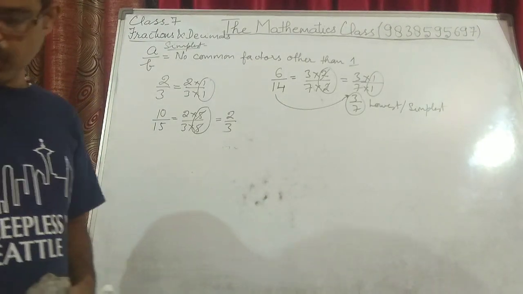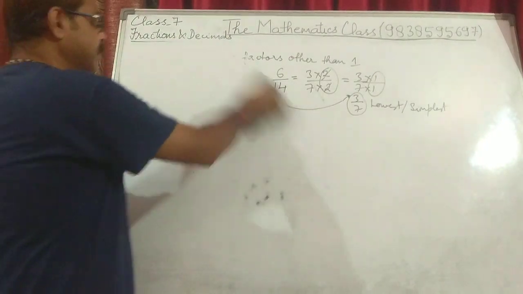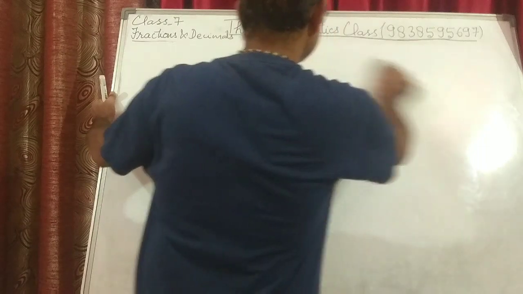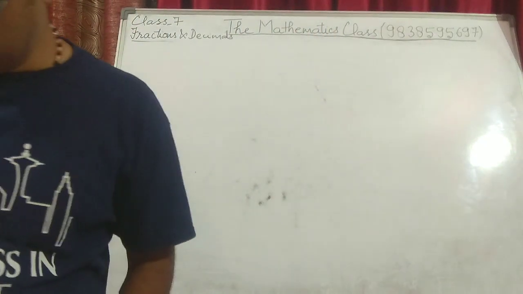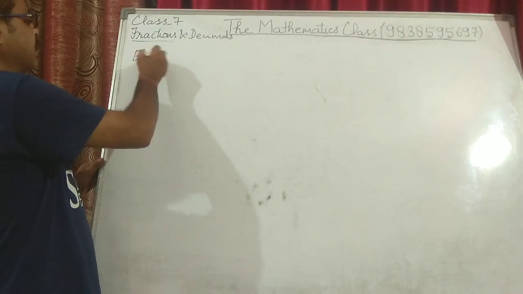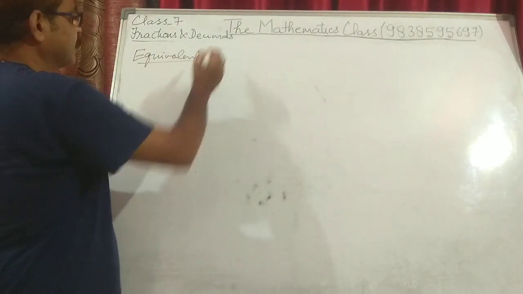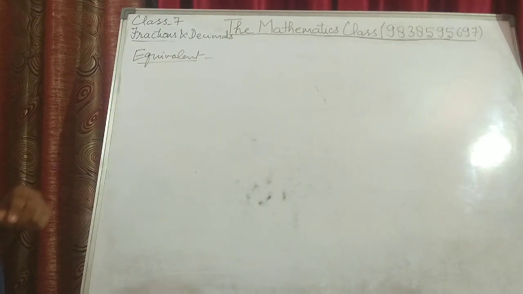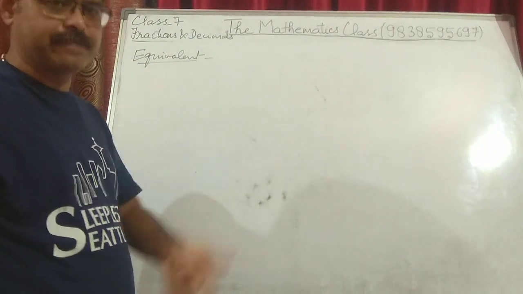Now we move on to a few more types of fractions. Next is equivalent fractions. What are equivalent fractions? If any two fractions, when reduced to their lowest term, have the same value.